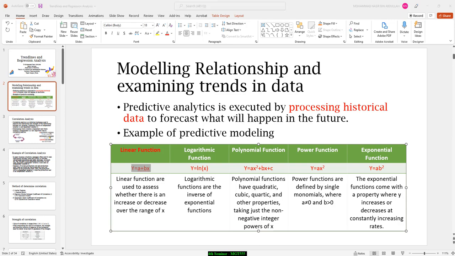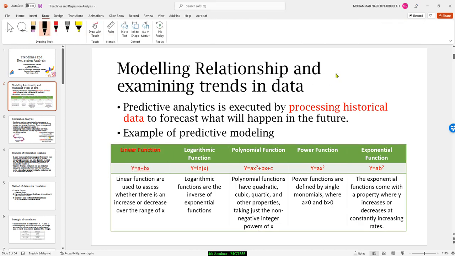So we have the equation y equals mx plus c, right? Y equals mx plus c. So it is the same thing, we just change the notation, but the interpretation is the same. So m, we know from SPM, is what we call the slope, right? And this is what we call the intercept. This is the y-intercept. So it is the same thing, so we will use the same formula, y equals a plus bx.